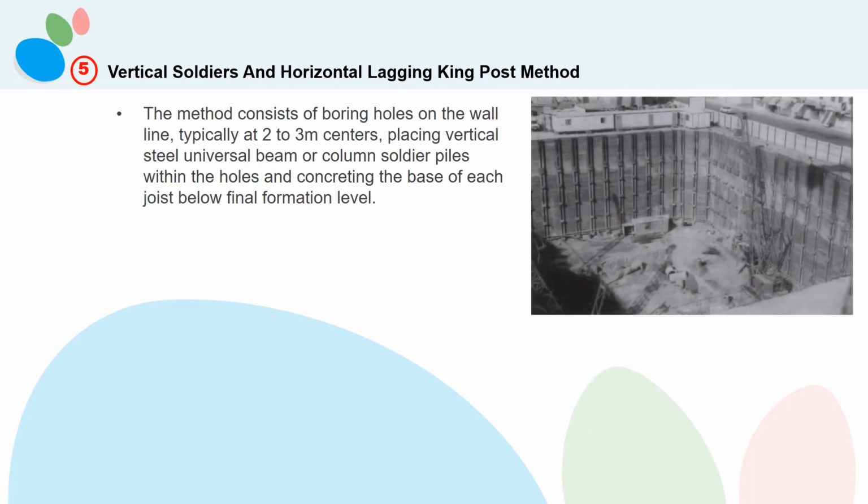5. Vertical soldiers and horizontal lagging, king post method. The method consists of boring holes on the wall line, typically at 2 to 3 meters centers, placing vertical steel universal beam or column soldier piles within the holes and concreting the base of each joist below final formation level. Lean mix concrete is often used for this purpose.